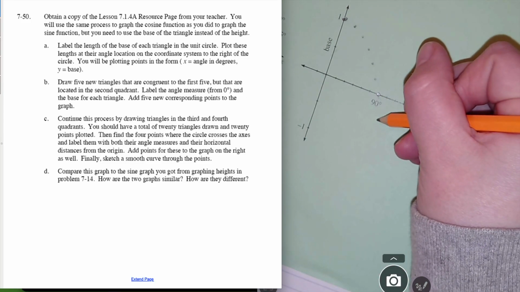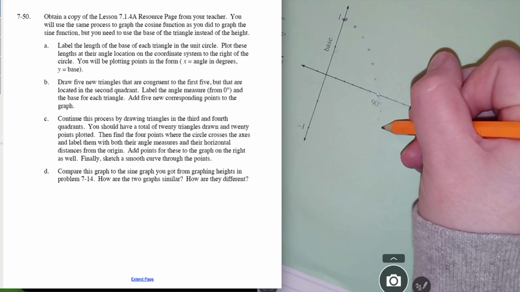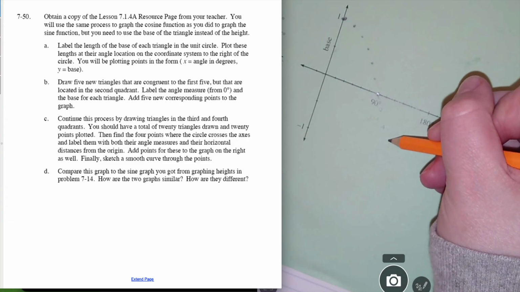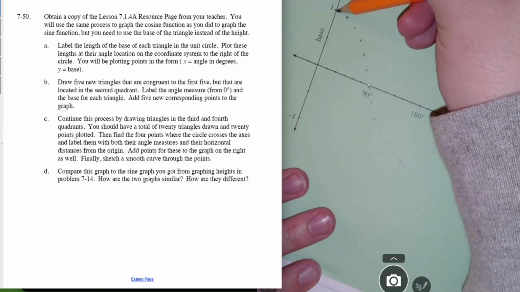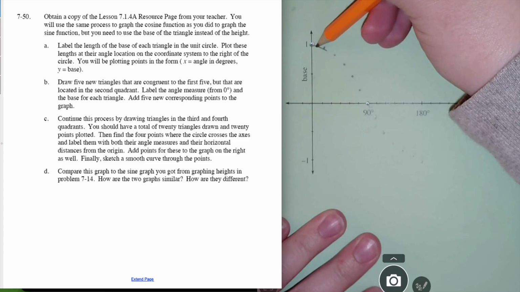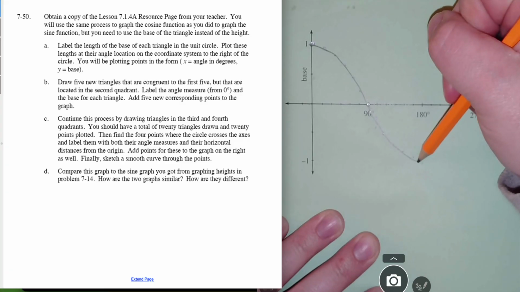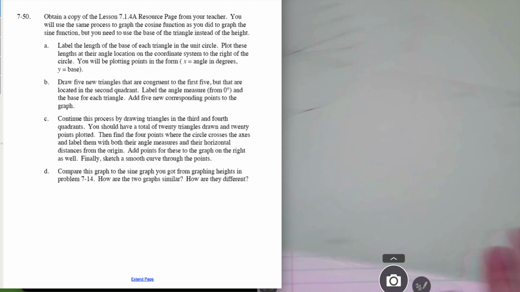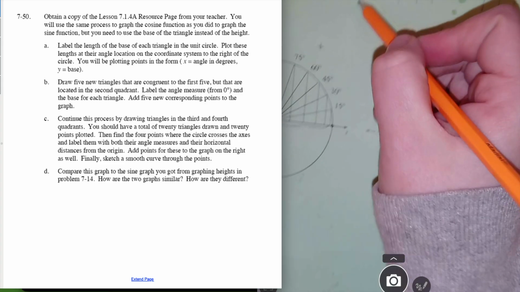So I end up with a graph. That's a little far. Should be like there. So now it looks, I'm tilted kind of funny. There we go. Kind of like this. Part C says to continue this process, so to go into the next 2 quadrants and do the exact same thing. So you would fill out the rest of your table.